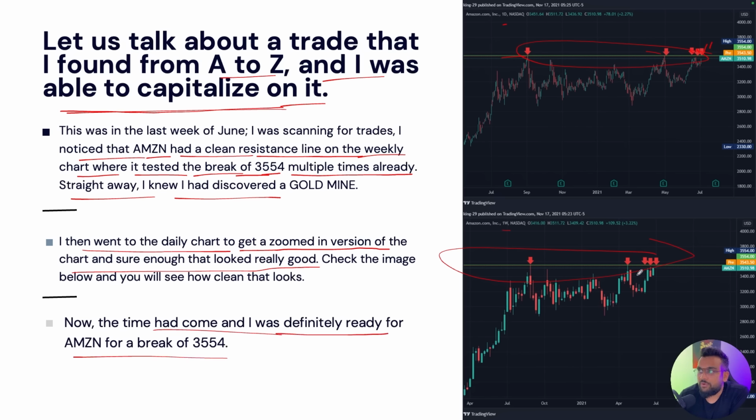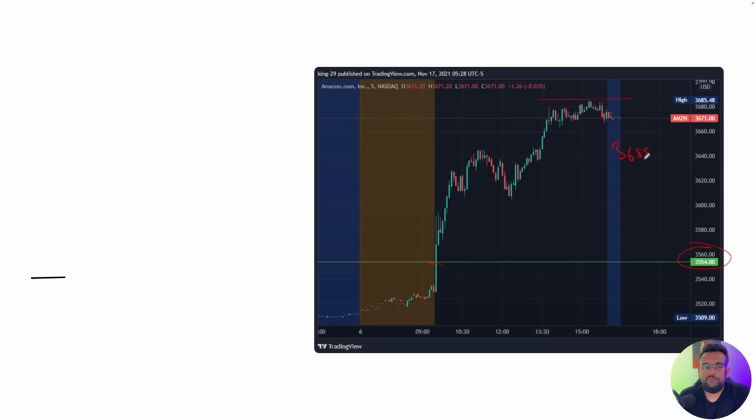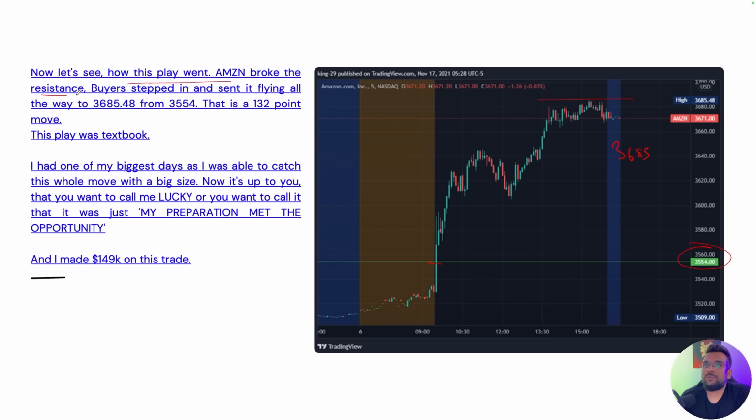This is what happened, fam. Boom. The market opened, it broke above this 35.54, and went all the way up to 36.85. Now, let's see how this play went. Amazon broke the resistance, buyers stepped in and sent it flying all the way up to 36.85 from 35.54. That's a $132 move. This play was a textbook play. I had one of my biggest days as I was able to catch this whole move with a big size.